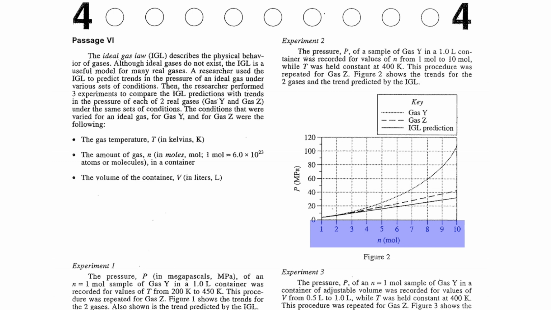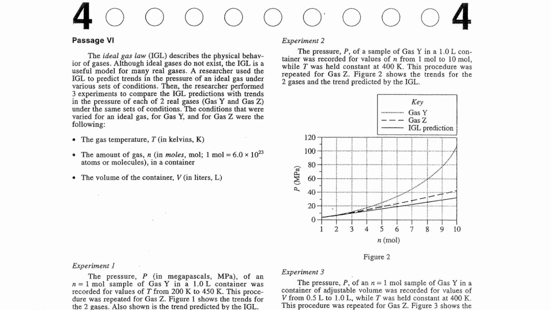Remember from our previous video, if T and V are not mentioned in the graph, we can just assume that they're held constant. And you can read right here and you can see that T was held constant at 400, but you don't really need to do that. If it's not mentioned in the graph, it was held constant.